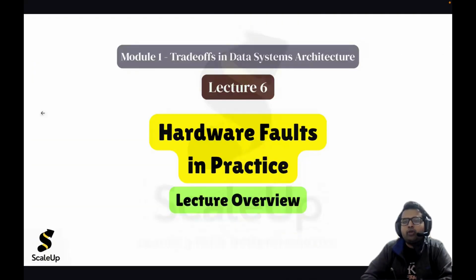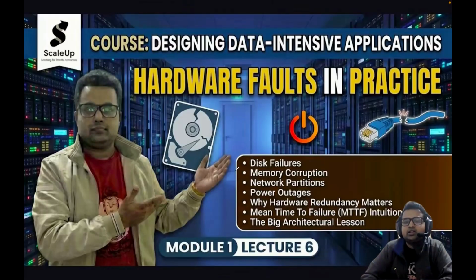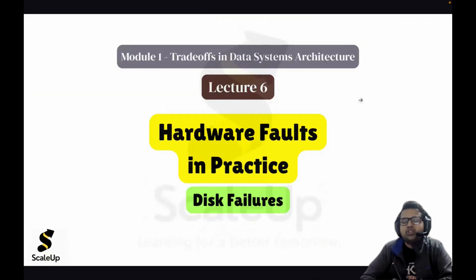If we look at the topics that we will be covering in this lecture, we will talk about disk failures, memory corruption, network partitions, power outages, why hardware redundancy matters, mean time to failure, that is MTTF intuition, and the big architectural lesson we will learn from this lecture itself. All these topics we will cover one by one. So this is module 1, trade-offs in data systems architecture, lecture 6, hardware faults in practice. And we are starting with the first topic of this lecture, disk failures.